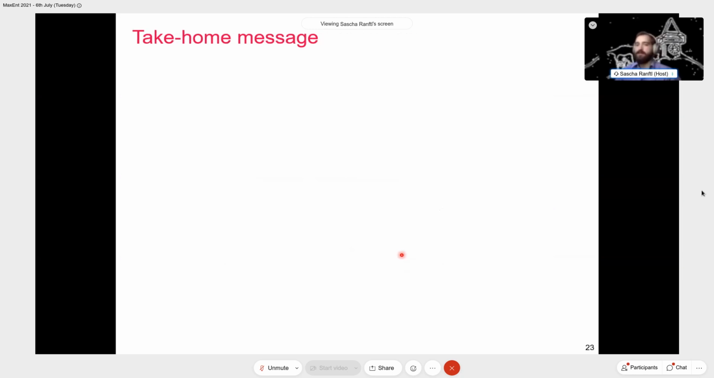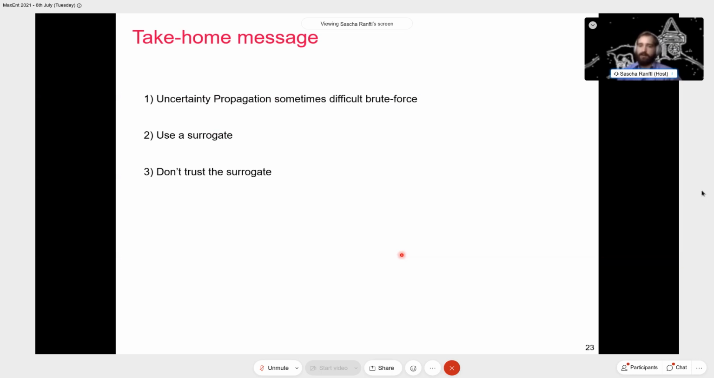So now I'm really done. The take-home message here is uncertainty propagation can sometimes be difficult if you want to do it brute force. So you will have to use a surrogate model. And finally, don't trust that surrogate model.